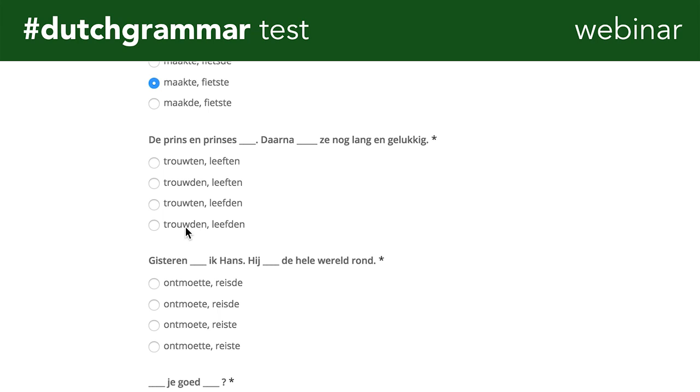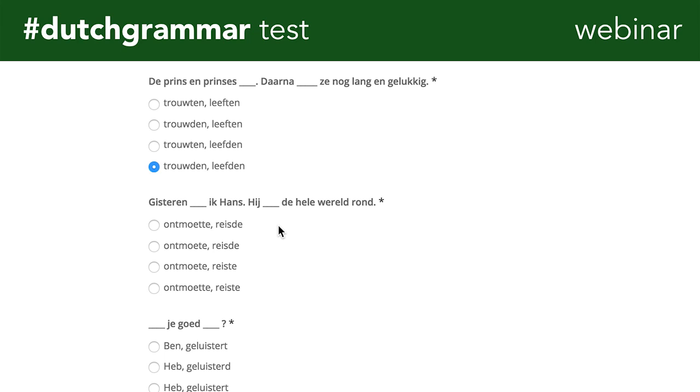De prins en de prinses. Trouwen. Trouw, w, not in het kofschip. So we use a d, trouwden. Then, leven. A lot of people do this wrong. The infinitive without an, then the last letter is a v, not an f. And the v is not in het kofschip. Therefore you use the d, leefde, and not leefte.